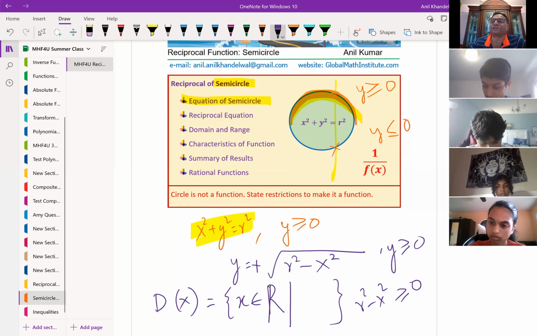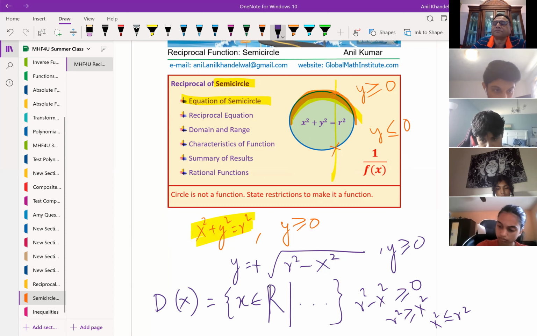We want to write what X should be, correct? Anybody? So let me take it on the other side. R square is greater than or equal to X square. Now I'm saying X square is less than or equal to R square. Can you tell me the answer? What should I write here? X is what? Would it be x is less than or equal to the absolute value of r?